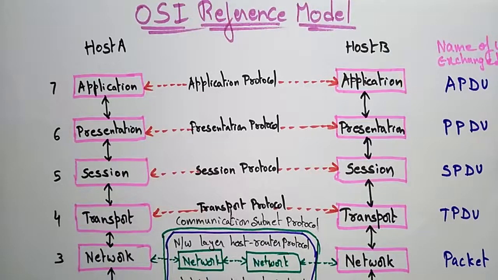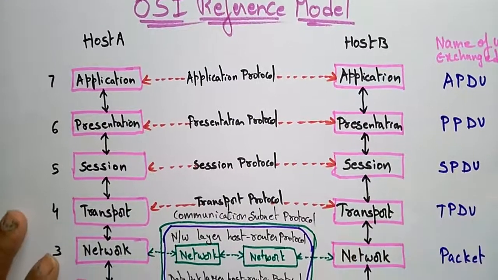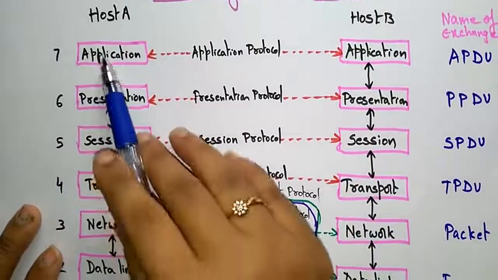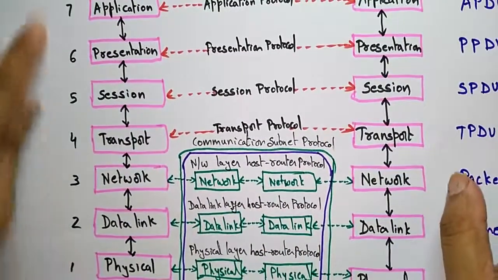Hi students, welcome back. In the previous video I explained the design principles of the OSI reference model and the features of the OSI reference model. Now let us see this layer structure. This is the OSI reference model. This OSI model has 7 layers, from 1 to 7.